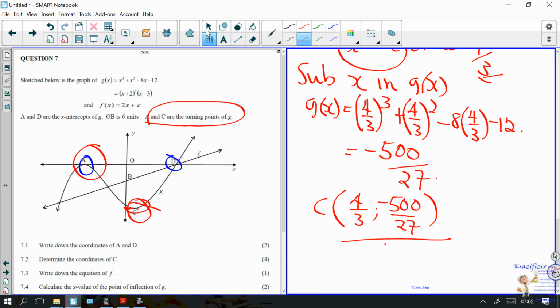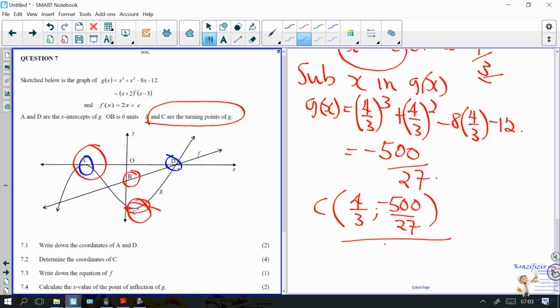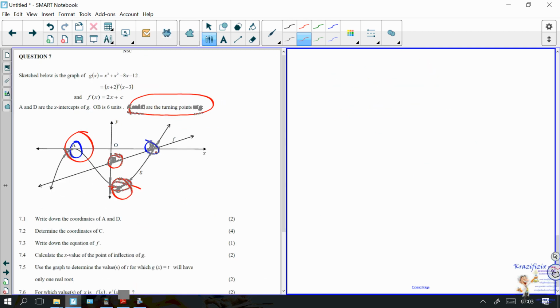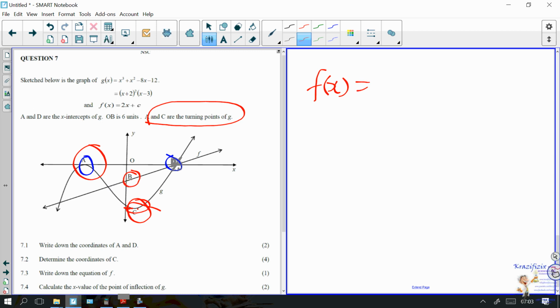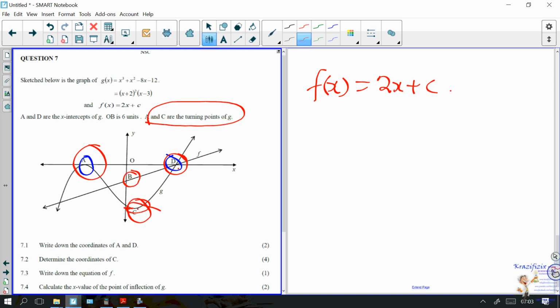Write down the equation of F. What do you notice? F is a straight line, 2x plus c. F actually cuts through the x-axis at D, and cuts through the y-axis at B. But do I know a point? F of x equals 2x plus c. But I do know the value of D. Remember, we got the value of D. D is 3 and 0.